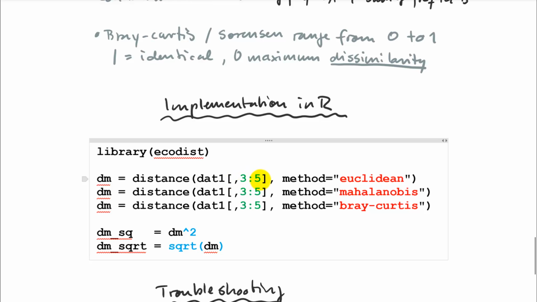So let's say they're in column 3 to 5, and then you just calculate those distance matrices, and you can specify what they are. So there are a whole bunch of other ones. I find these are the most useful.